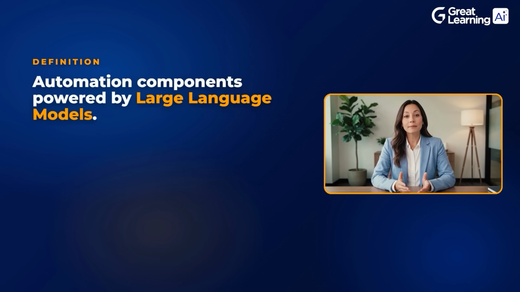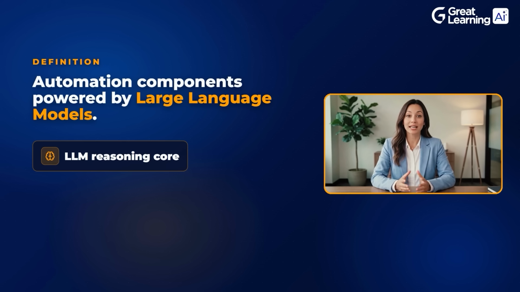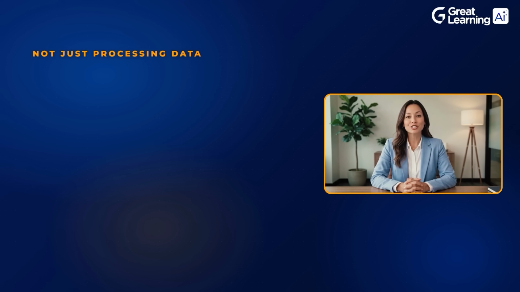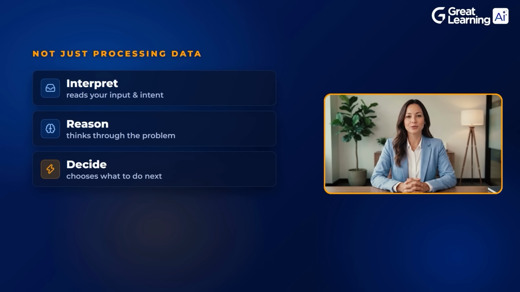AI agents are automation components powered by large language models. Unlike traditional nodes, they don't just process data. They interpret input, reason about it, and decide what to do next.